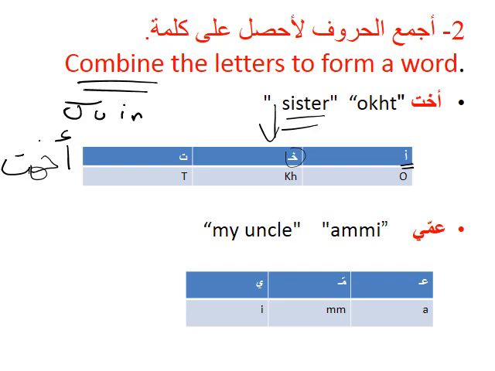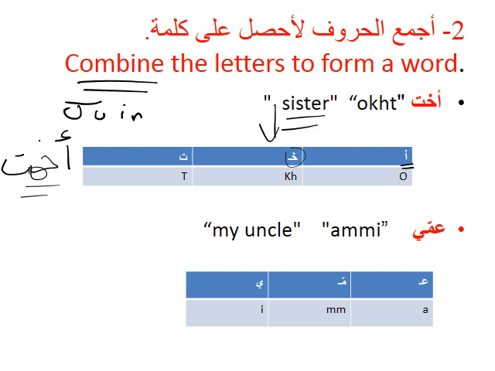And the last letter ta should be joined with the letter kha because the letter kha has a tail or has a hand that needs to be joined with the other letter. So the word that is formed from the letters here is أخت. So the first step in order to combine the letters to form a word, we have 2 steps.